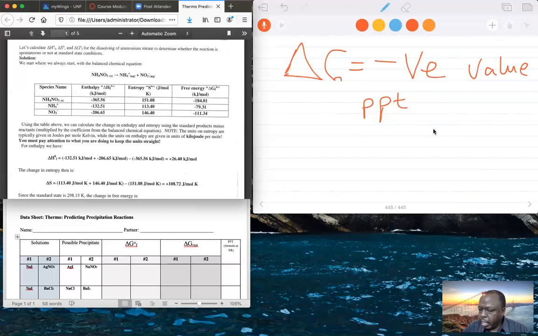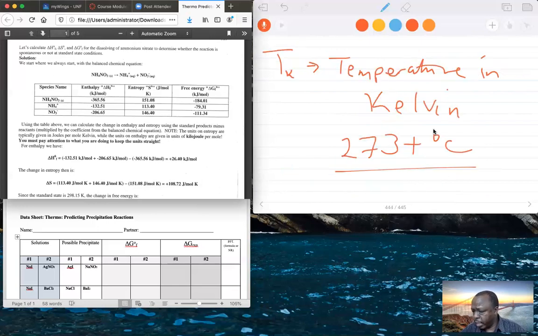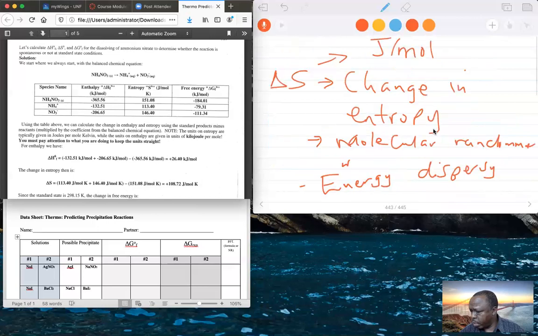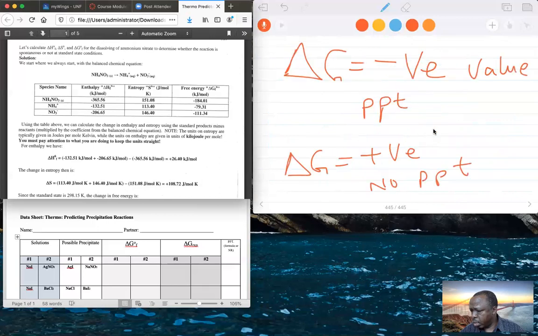If the value is positive, this means no precipitate. If you plug in this equation right here, then you can make a conclusion whether the precipitation will occur or not. That is the benchmark. This is the benchmark by which you will make a conclusion whether the precipitation will take place or not.